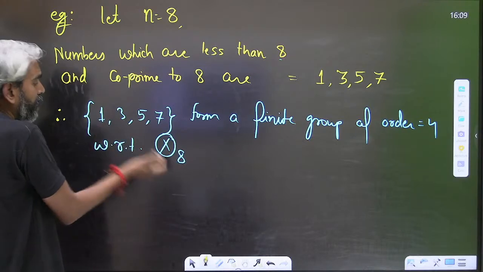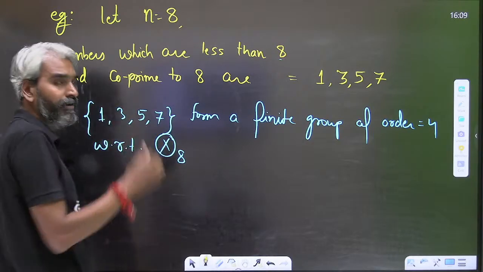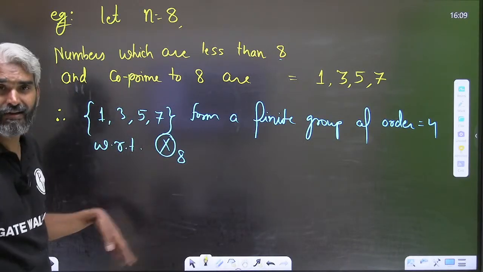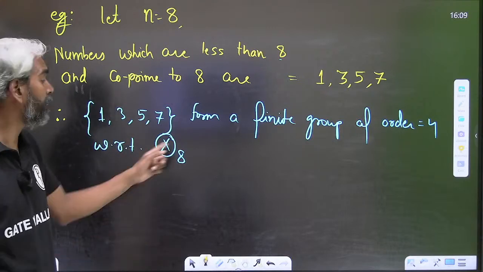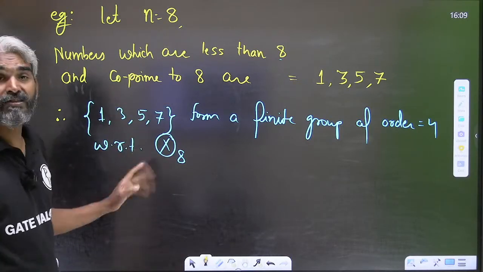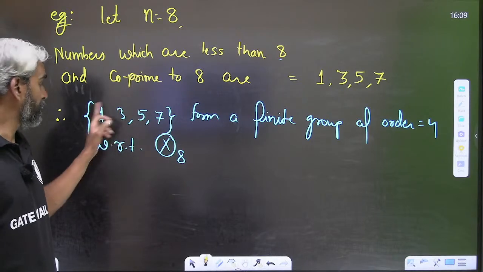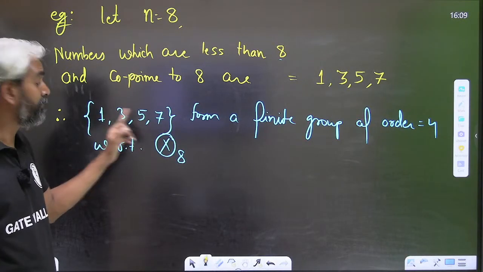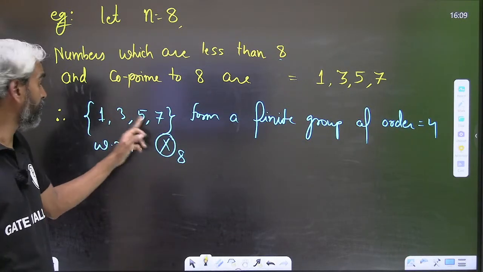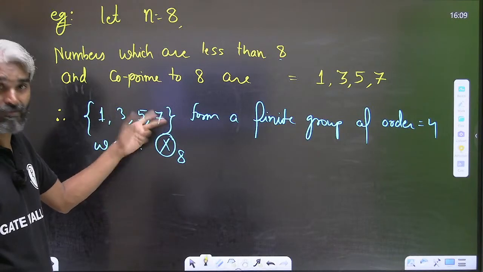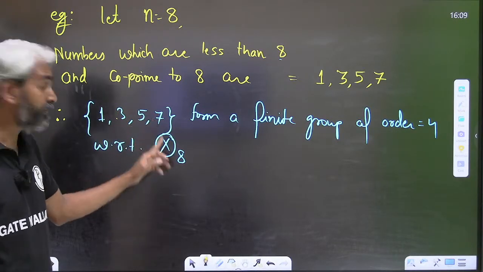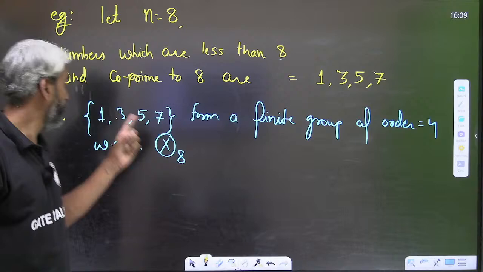1 into 1 is 1, divided by 8, remainder 1. 1 into 3 is 3, remainder 3. 1 into 5 is 5, remainder 5. 1 into 7 is 7, remainder 7. So we are done with 1. Now 3 3s are 9; 9 divided by 8, remainder 1. 3 5s are 15 divided by 8, remainder 7, already in the set. 3 7s are 21; 21 by 8, remainder 5, present in the set.